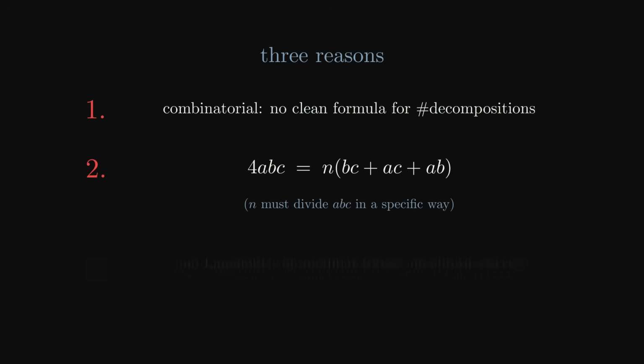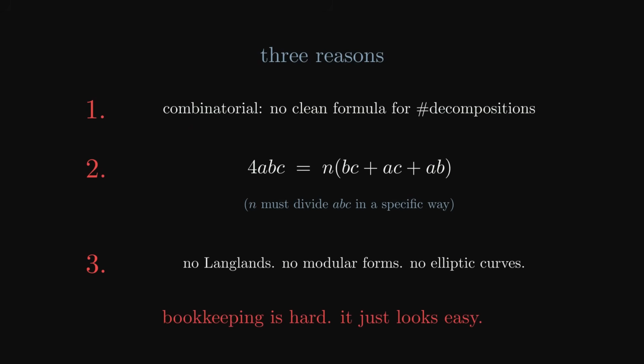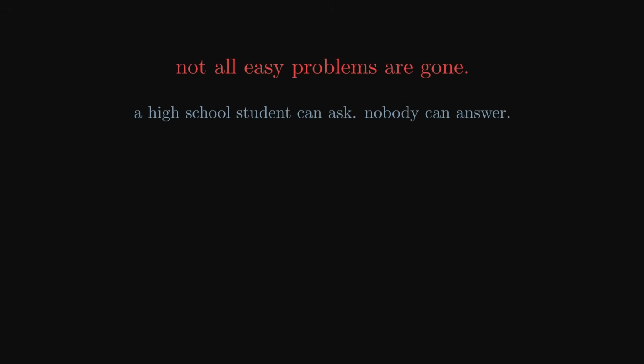Third, the conjecture lives in number theory but does not connect to the major engines. The Langlands program does not see it. Modular forms do not see it. Elliptic curves do not see it. It is a standalone problem with no leverage from the heavy machinery that solved Fermat's last theorem, or the Poincaré conjecture. Erdős-Straus is in essence a problem of bookkeeping at the boundary of elementary number theory. Bookkeeping is hard. It just looks easy. The Erdős-Straus conjecture, after 77 years, is still standing.